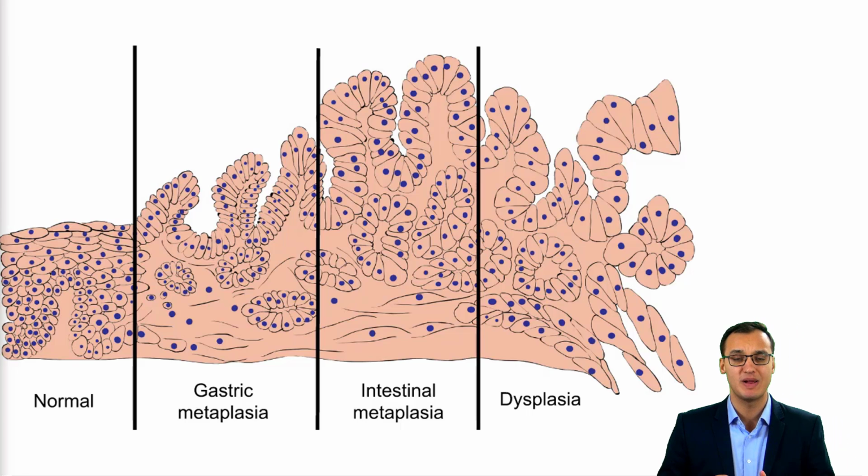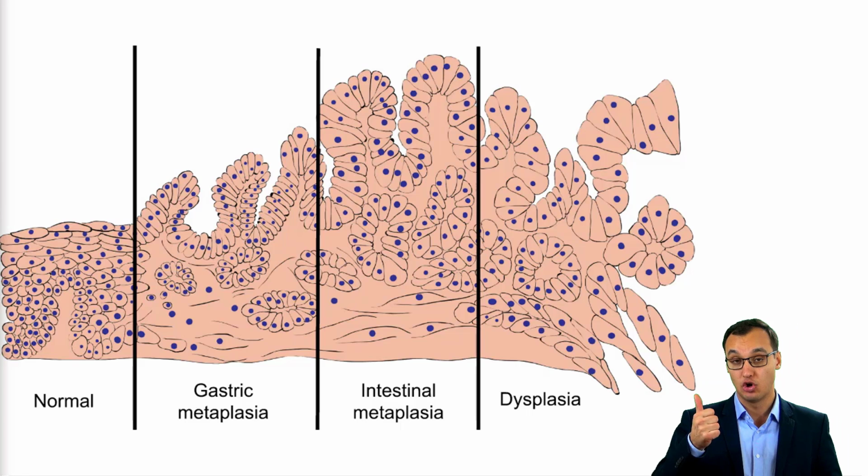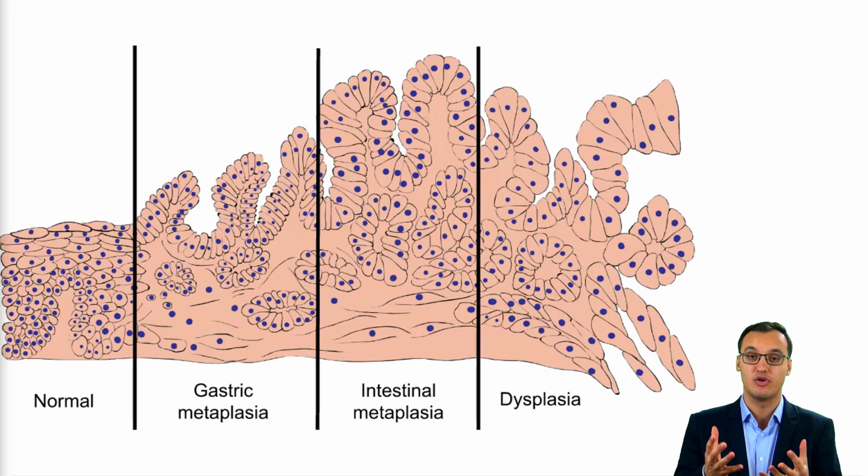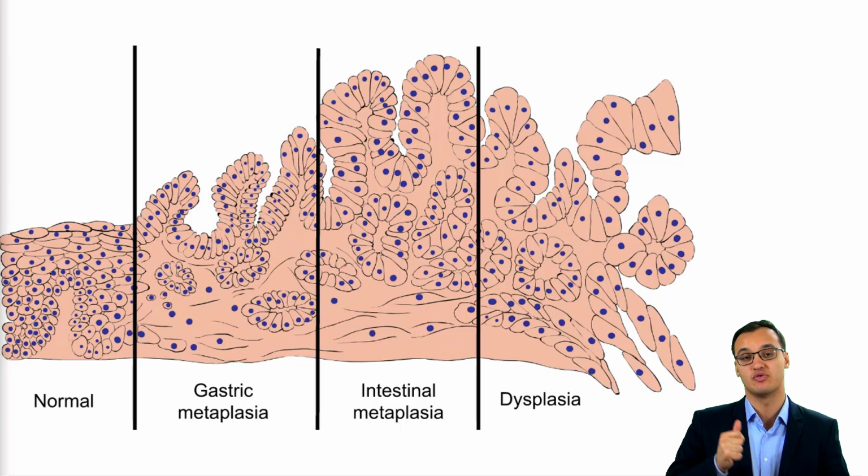And we can divide dysplasia into 2 types. We have low grade and high grade, based on the severity of the shape of the cells. And the last step is when high grade dysplasia forms a cancer called adenocarcinoma.